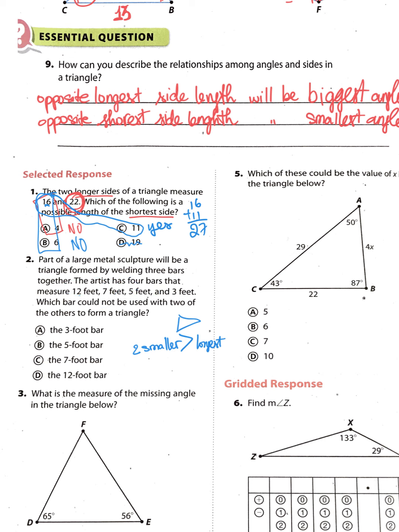Next one, a different combination. Let's do 7, 5, and 3. So 3 plus 5, the 2 smaller sides, is 8. 8 is greater than 7. Perfect. So this can form a perfect triangle, but I'm looking for the one that can't. So you can say this one: the 12-foot bar is not going to fit. Are we good? All right.